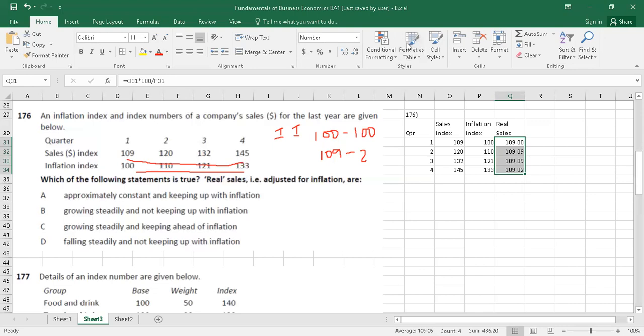The options are: growing steadily and not keeping up with inflation, growing steadily and keeping ahead of inflation, falling steadily and not keeping up with inflation. It is not falling. The question is about real sales. So are the real sales increasing, decreasing, keeping ahead, or none of them is correct? The real sales are approximately constant, keeping up with inflation. If the sales index is growing at a higher rate than the rise in the inflation index, so that is what we would be taking for 176.